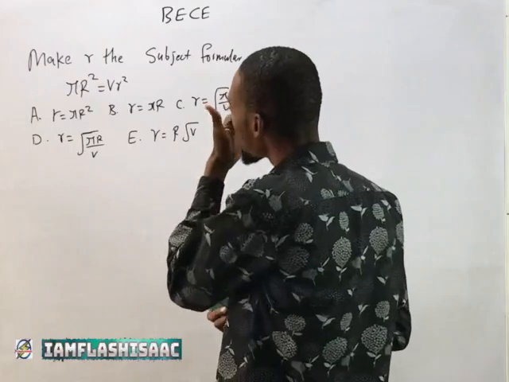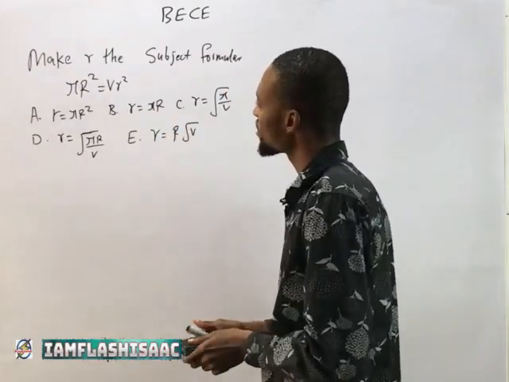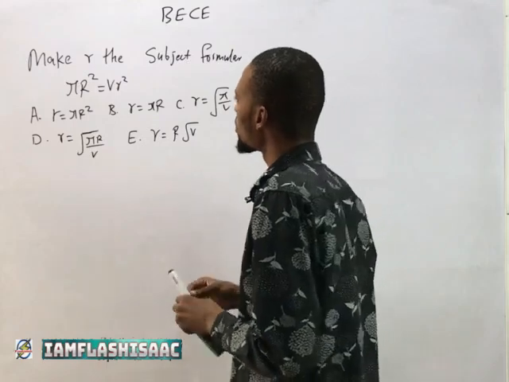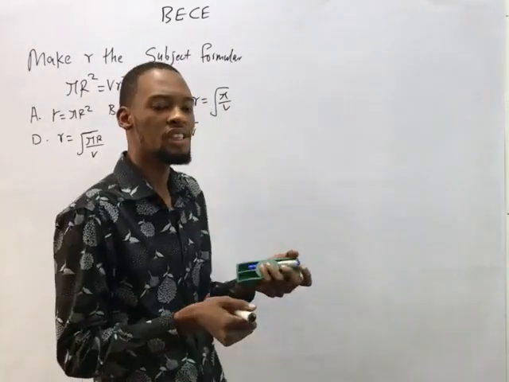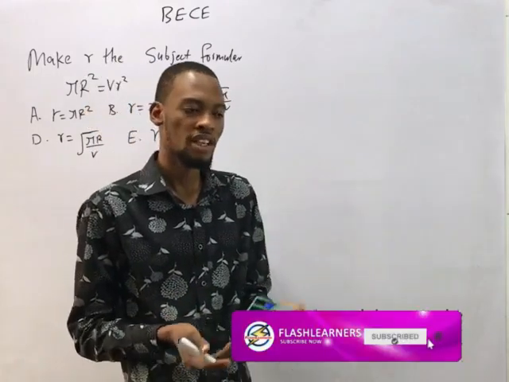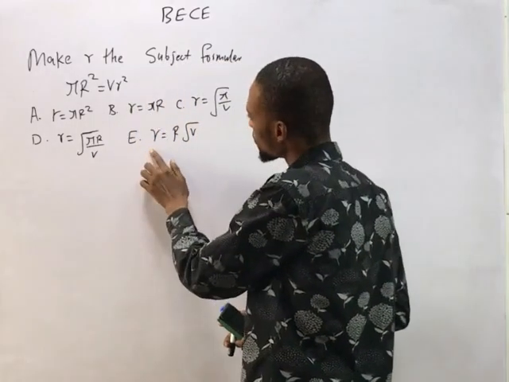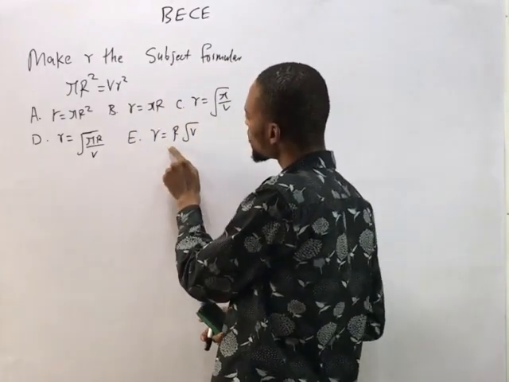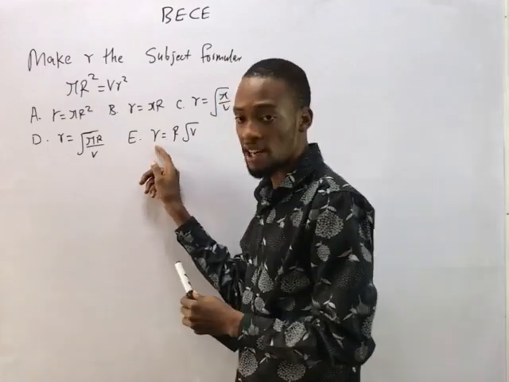This question says, make R the subject of the formula in pi r square is equals v r square. Now, change of subject of a formula is about a single variable in an equation which other things are equal to, and it's usually at the left. Look at this. If you look at option E, it says R is equals r root v. In this case, the subject here is R, right?